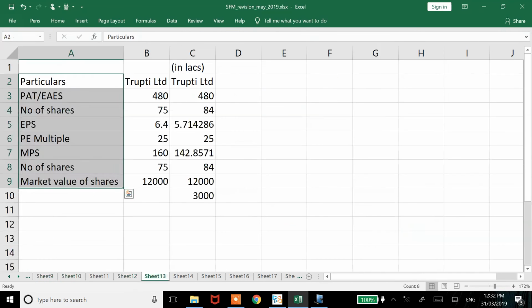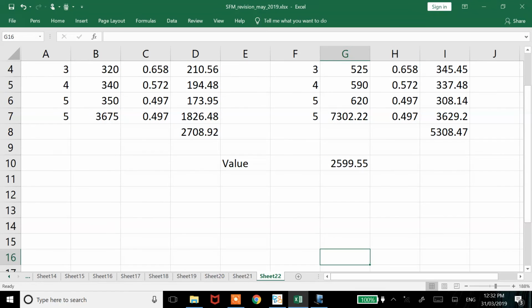Now, before merger, the value is 2708. Post-merger, the value is 5308, but I don't own the 100%. I own a lower percent. So I cannot say that because of the merger, the shareholders' value is going up by 2599. It's only the company's value which is going up, because when it goes up, you allot extra shares.